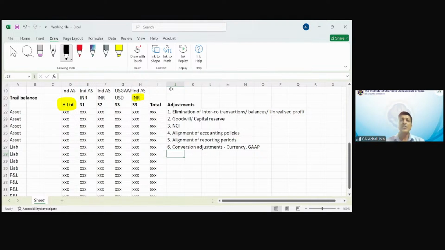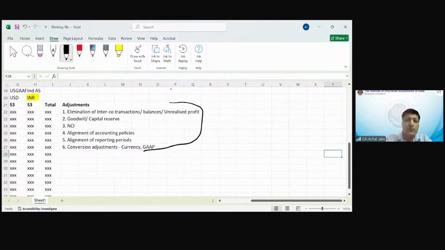Correct. So there are a couple of points. Now we'll talk about it. So far, all of these points were related to the accounting. Yes or no? If you look at all of these points, these were all related to the accounting.